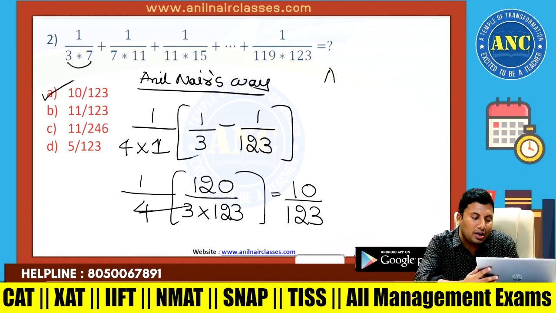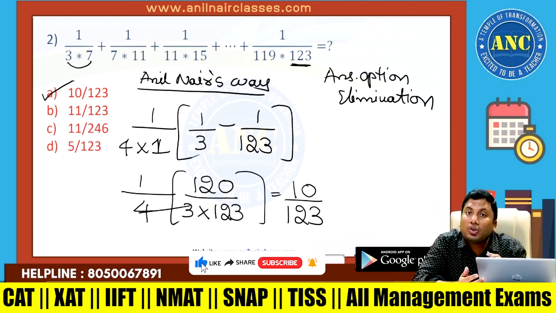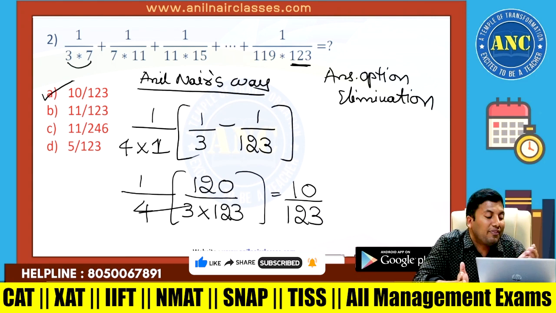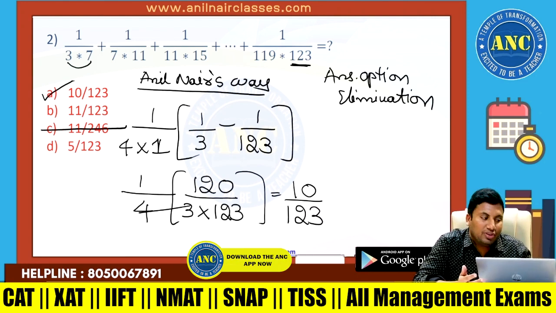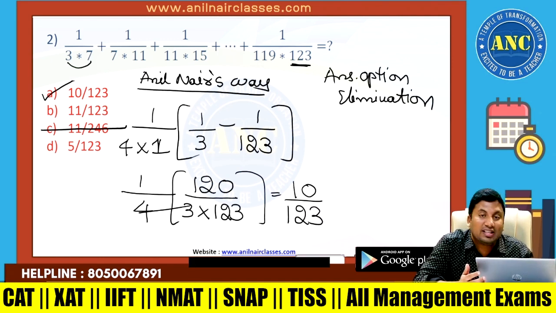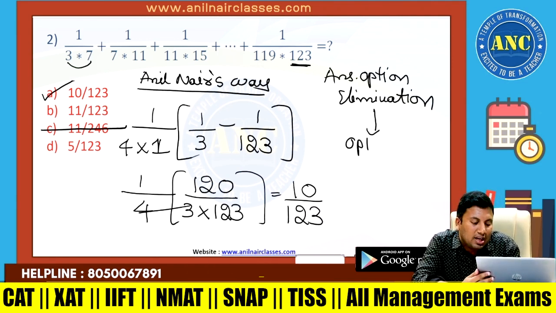Now, the answer option elimination approach. If 2 numerical values are there in the denominator, the answer should contain 1 numerical value. The last numerical value is 123. Either it should be 123 or a factor of 123. 246 is a multiple of 123. So the answer 11 by 246 is eliminated. Just by looking at the question itself, only option C is eliminated.